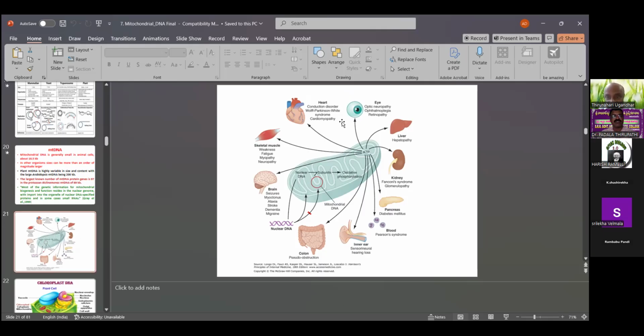Then seven is eyesight. Sight also depends on the mitochondria, based on ATP, as do the liver, kidney, pancreas, blood, inner ears, colon, and also nuclear DNA, and the brain and skeletal muscles. So these all have an important relation to mitochondrial DNA. So this is the complete picture of mitochondria.